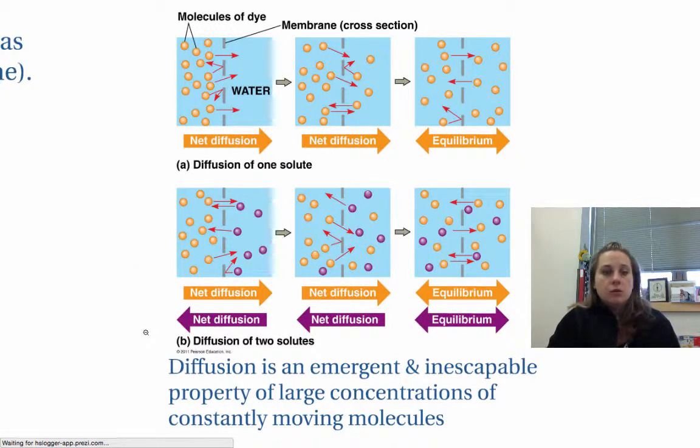Cool. When we have two solutes, you can have two different net diffusions because diffusion is about the moving of one solute from where it's highly concentrated to the other. In the case of the orange ones, they're diffusing with net movement from left to right. The purples, though, because there were more to start on the right, they're moving from right to left. It's because of that innate movement of molecules, it's inescapable. It's a property of large concentrations of constantly moving molecules. It's just the way things work.